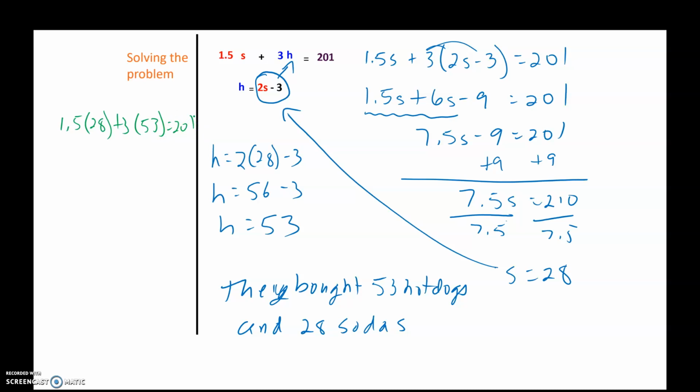So 1.5 times 28 means they spent $42 on sodas. And 3 times 53 is 159. So they spent $159 on hot dogs. And of course, 42 plus 159 does add up to 201. It did work. The numbers we have were correct.